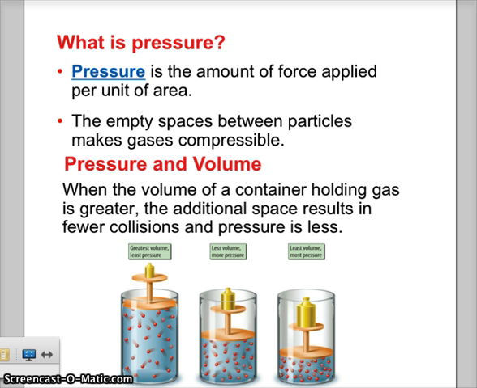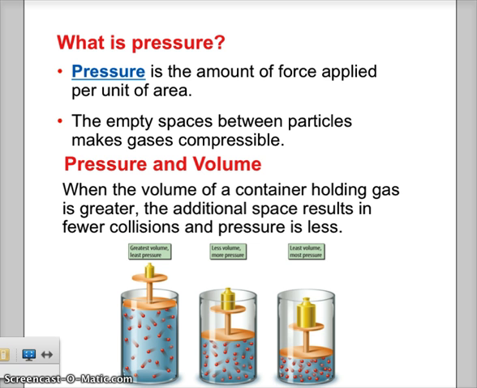Just to remind you, force is in units of newtons. Area is in square meters. So we could say that pressure is measured in newtons per square meter, but to shorthand that, they call the unit of pressure the Pascal.